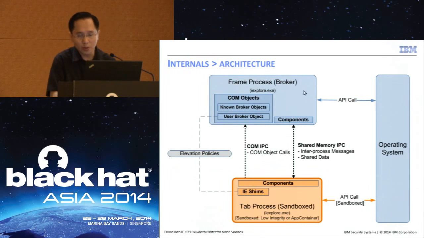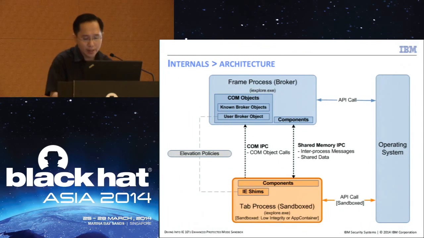The IE sandbox is composed of two processes. The frame process, also called the broker process, hosts the browser window and performs the privileged operations. The tab process, also called the sandbox process, hosts the browser tabs and processes the untrusted data such as HTML and JavaScript. The broker process runs in medium integrity, while the sandbox process runs at low integrity or in a more restrictive app container if EPM is enabled.